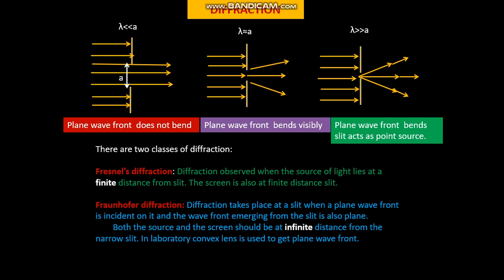In the laboratory, a convex lens is used to get a plane wavefront. Such a thing is often seen. Let us go from here to the lab and get the plane wavefronts in Fraunhofer diffraction.